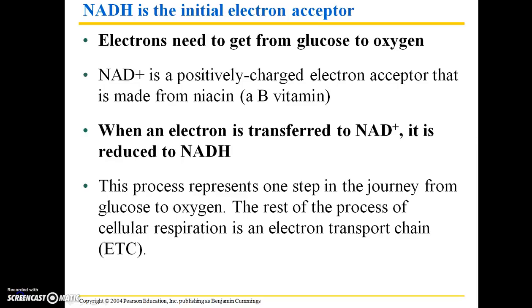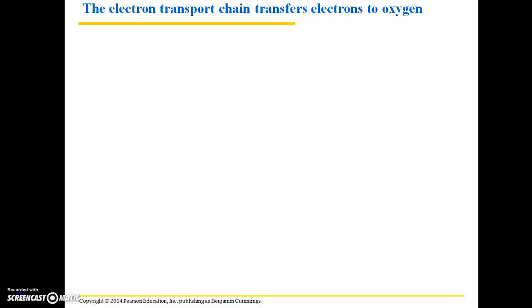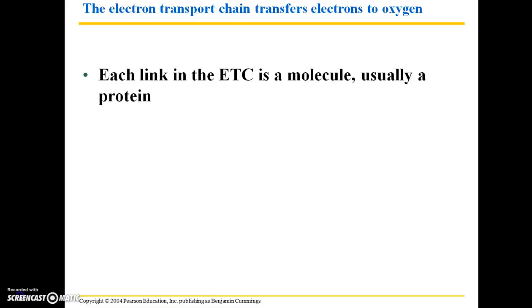Okay, this will be the second portion of the Chapter 6 lecture over cellular respiration. Remember that the electron transport chain ultimately transfers electrons to oxygen. So oxygen is going to be the final electron acceptor in this cellular respiration process.